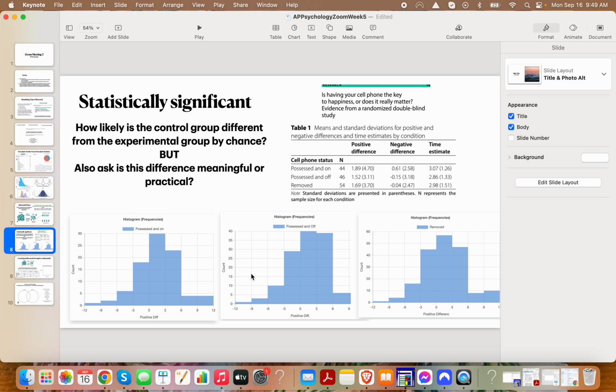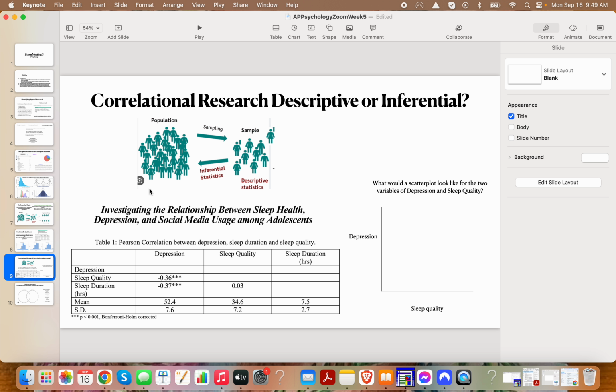And we would need a test to tell us whether this difference is big enough to have been caused by my condition, or could it have just been caused by chance? And that's what statistical significance is, that's all it's telling us. How likely were we to get these differences in these groups just because of chance alone? All right, now there's a lot of confusion between when am I doing correlational research and when am I doing an experiment.